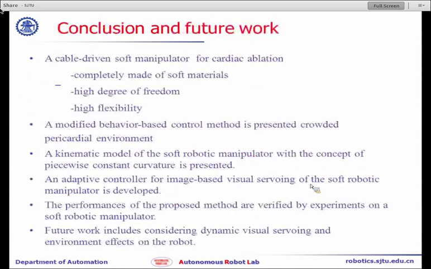So finally, I will conclude my work. First we designed a carbon-driven soft robot manipulator, and then we applied some behavior-based method to test the behavior of this robot. Then we derived the kinematic model of this robot, designed an adaptive controller, and also did some experiments to test the performance of this controller. The future work includes considering dynamic effects, and also what we are doing is controlling this robot in a more constrained environment. Because during surgery there is a lot of human tissue around, we will put other sensors on the top of this robot manipulator so that it can perform more complicated tasks.